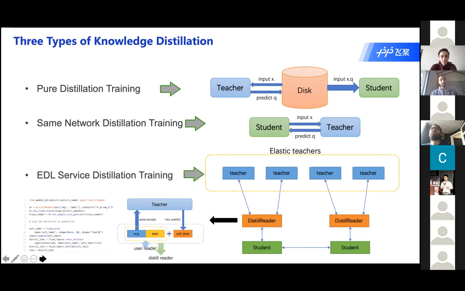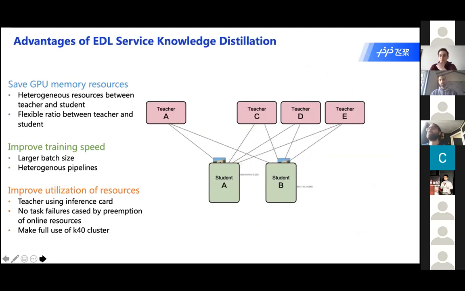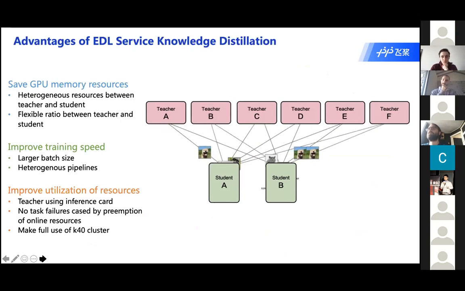And let's talk about some advantages of doing that. The first is saving GPU memory resources. Due to the decoupling of the student model and the teacher model, the service distillation training can use multiple kinds of resources. That is, deploy the student model and the teacher model to different devices.